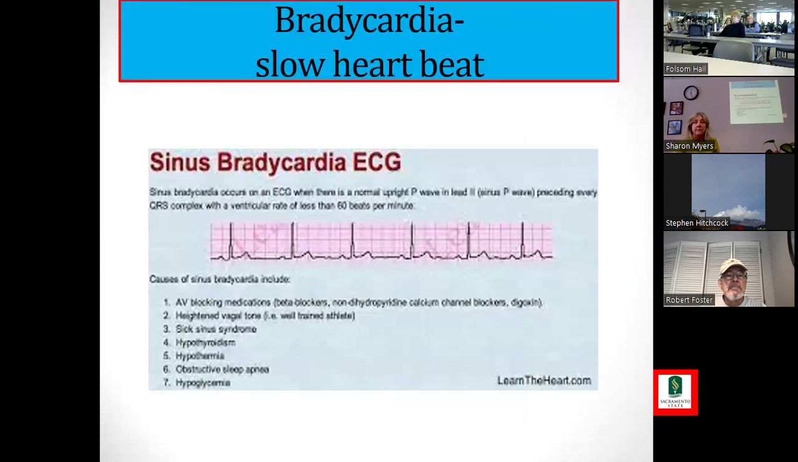Slow heartbeat. We talked about the fast ones. You can have something called bradycardia, which is a slow heartbeat. And people can tolerate that usually pretty well.